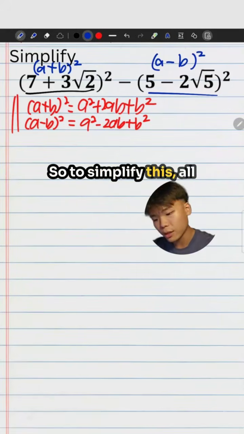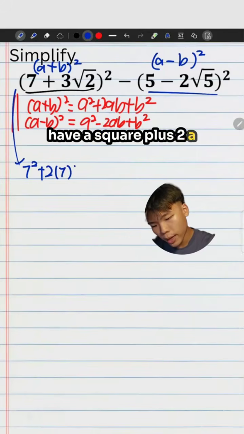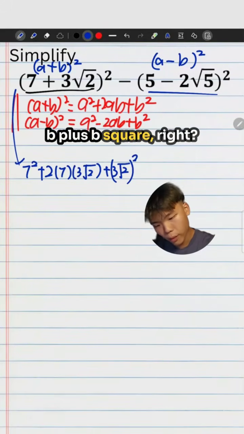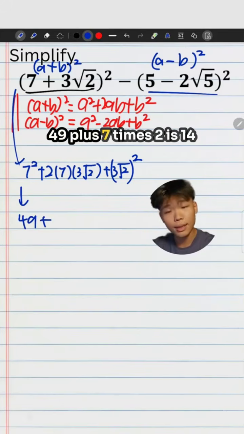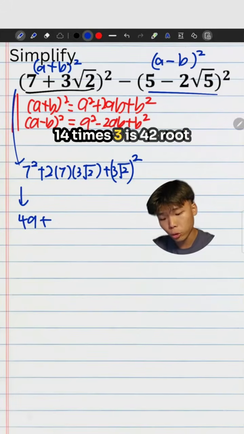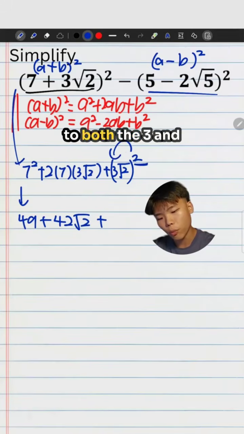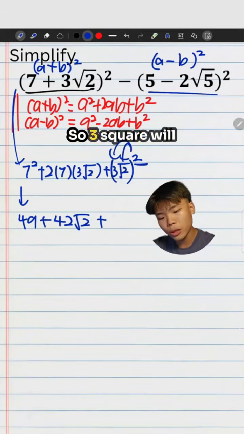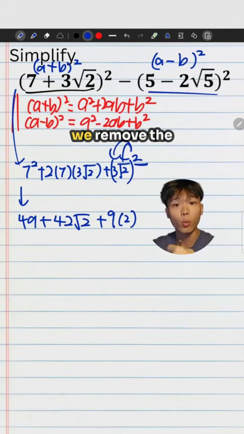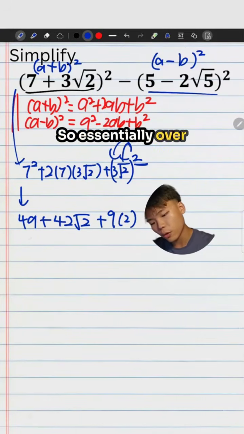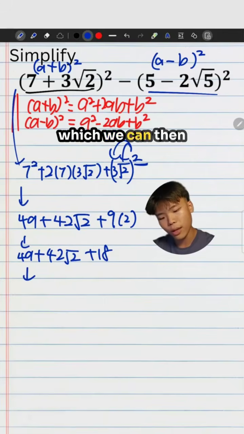To simplify this, for the first one, we'll have a squared plus 2ab plus b squared, right? Then when we simplify this, we essentially will get 49 plus 7 times 2 is 14, 14 times 3 is 42 root 2, plus, now over here note that this square will apply to both the 3 and the square root 2. So 3 squared will give us 9, and then square root 2 squared will just give us 2. When we square a square root, we remove the square root. So essentially over here, we get 49 plus 42 root 2 plus 18, which we can then further simplify.